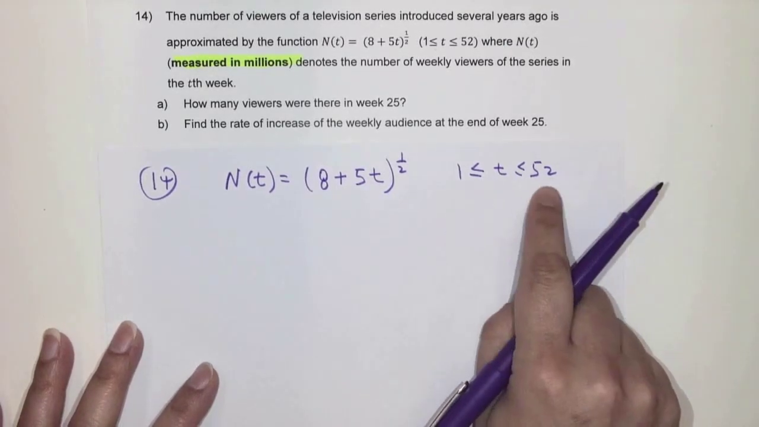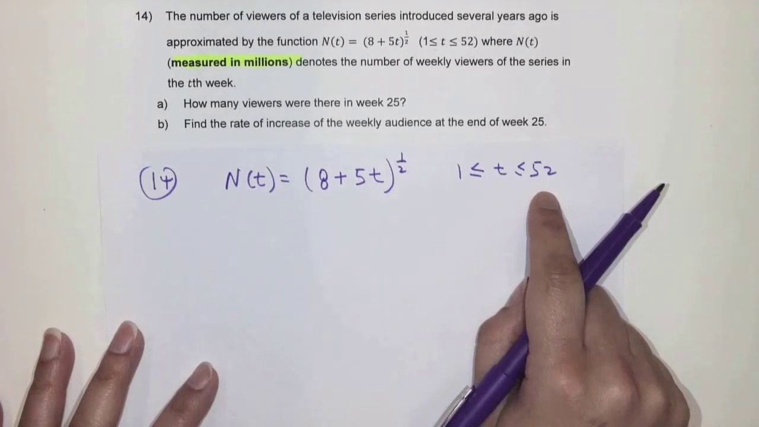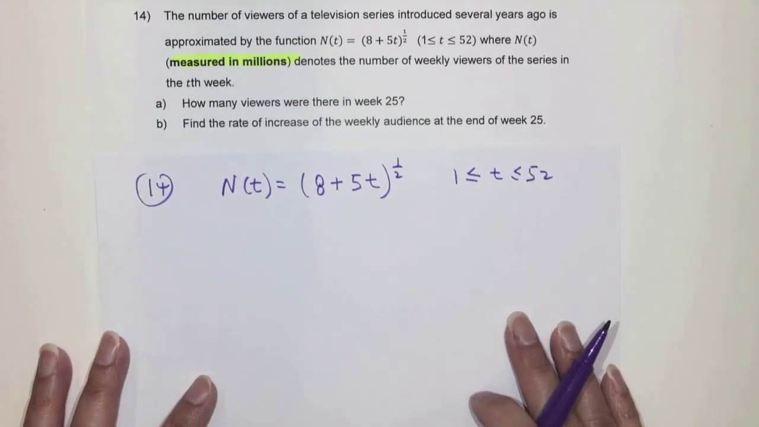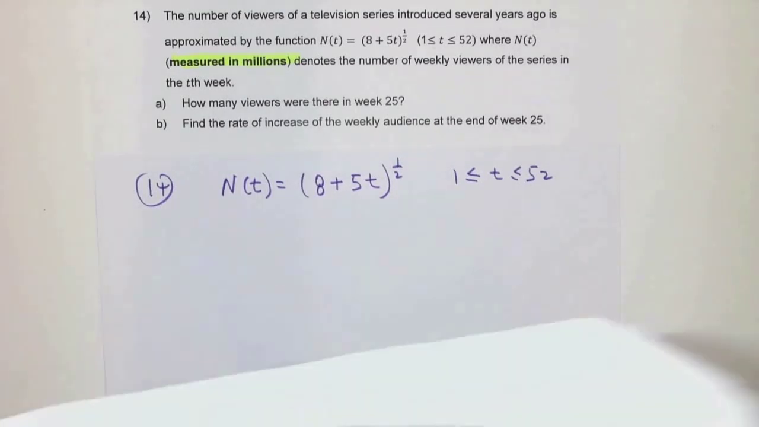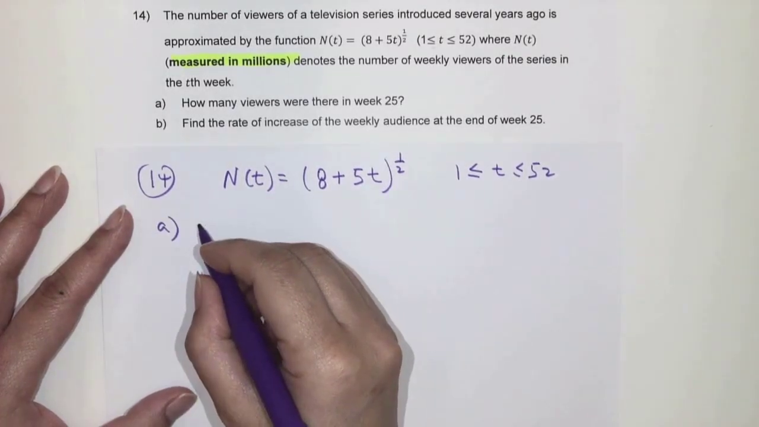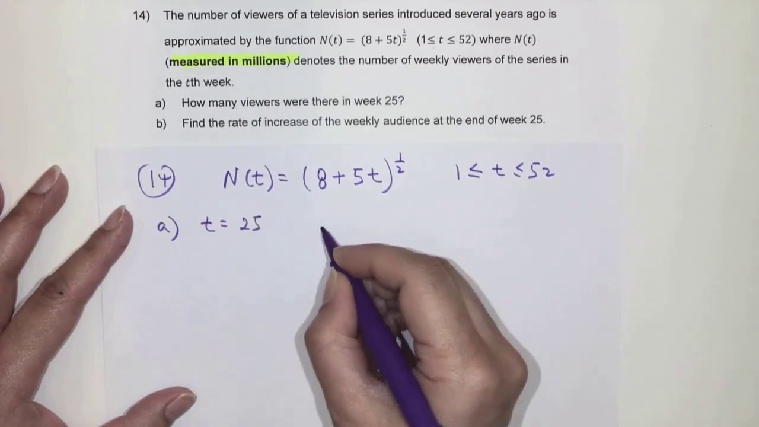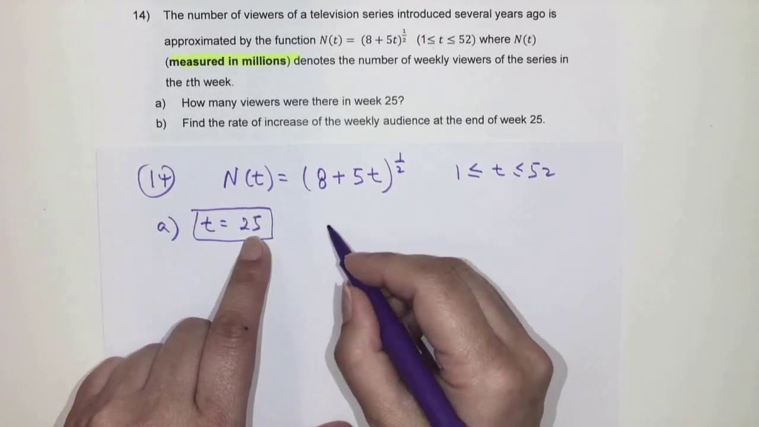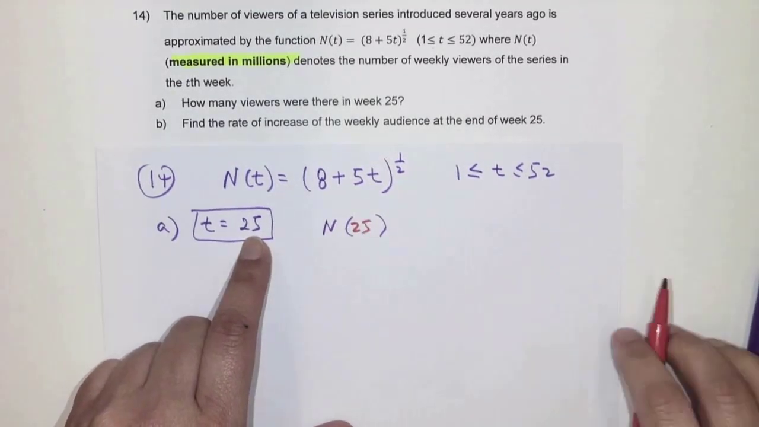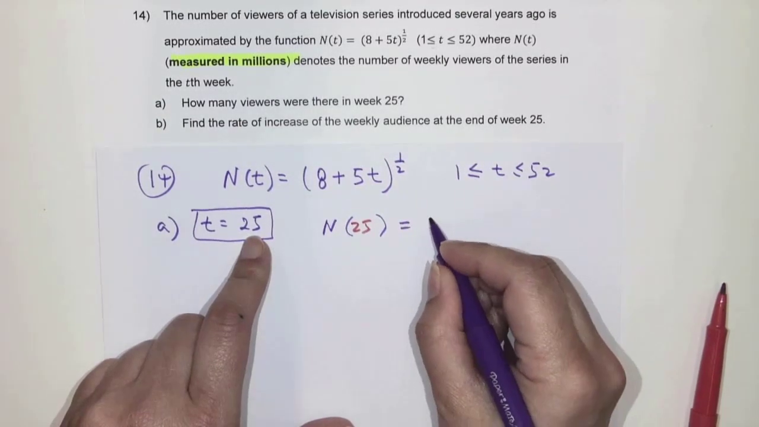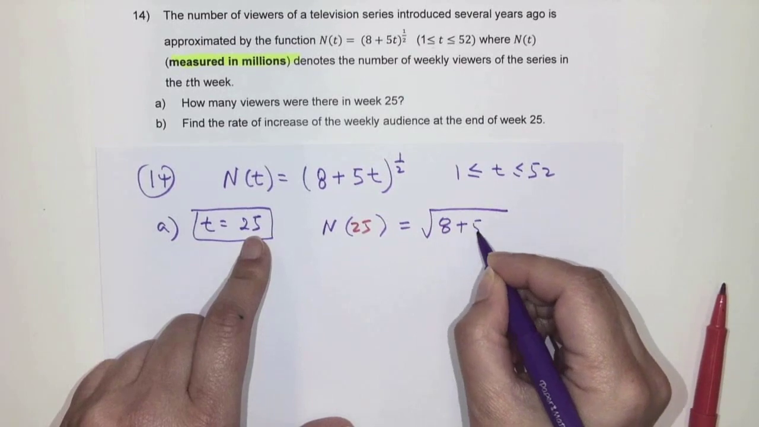So between week 1 to week 52, right? How many viewers were there in week 25? Find the rate of increase of the weekly audience at the end of week 25. For A, they just want to know how many viewers, right? That's not a rate of change. So I just need to plug in t equal to 25 into the original function, right? So I can find out what is the viewer number in week 25. N of 25. And we're pretty sure the 1/2 power is square root, right? Equal to the square root of 8 plus 5 times 25.